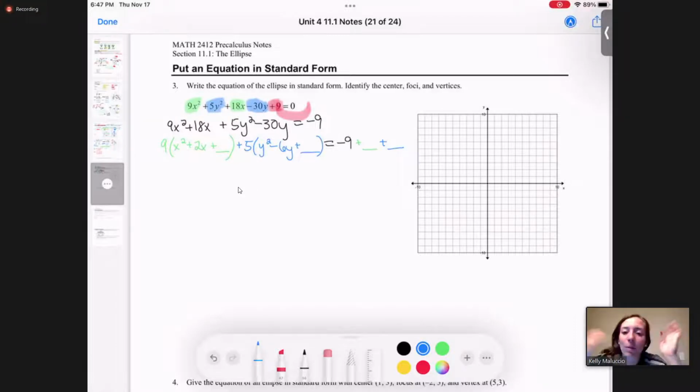Normally when we complete the square, if we add 4, we also subtract 4, because it was on the same side. If you remember, if you don't remember, don't worry about it. But now we're just going to add whatever we add on both sides to make it even.